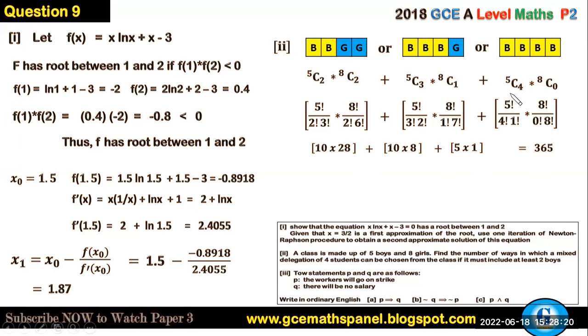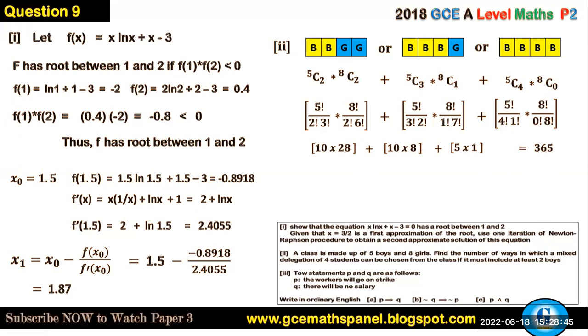However, if the question emphasized that there must be a girl, then this last part will not be there. And we will have just 360 ways, okay? So if they emphasize that the girl must be there, then this last part, that is 5 combination 4 times 8 combination 0, will not be there. And we will be left with just 360 ways. So take note of that.